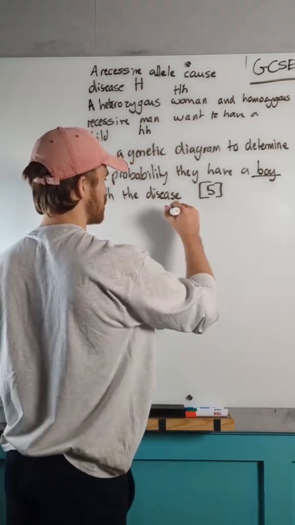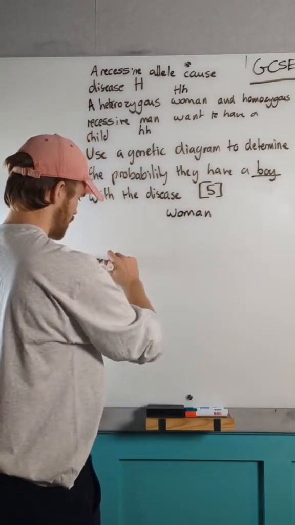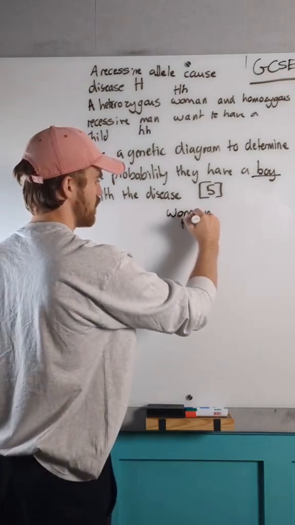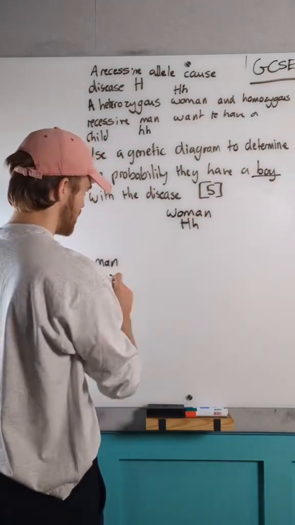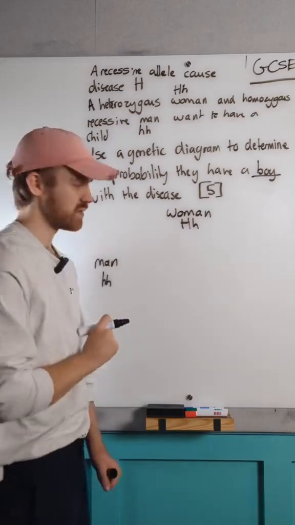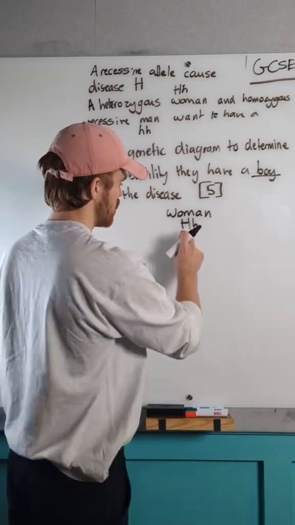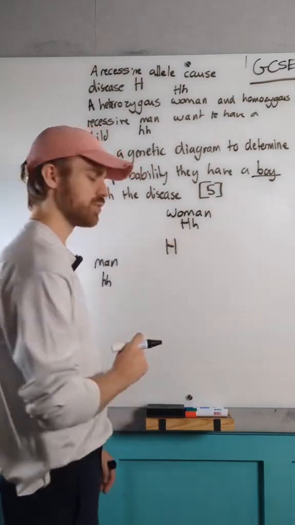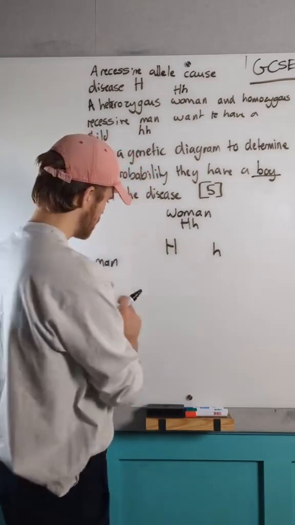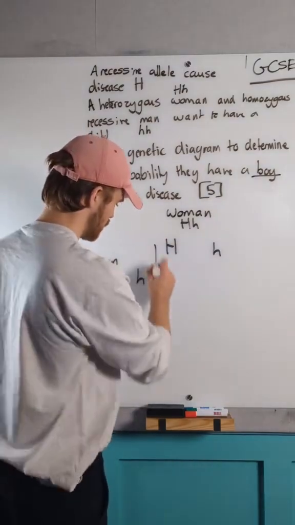So I'm going to write down the woman and the man, and the woman's genotype is heterozygous, the man's genotype is homozygous recessive. My second mark comes from writing out my gametes. So the woman is either going to produce gametes with a dominant allele or gametes with a recessive allele. The man will only produce gametes with the recessive allele.